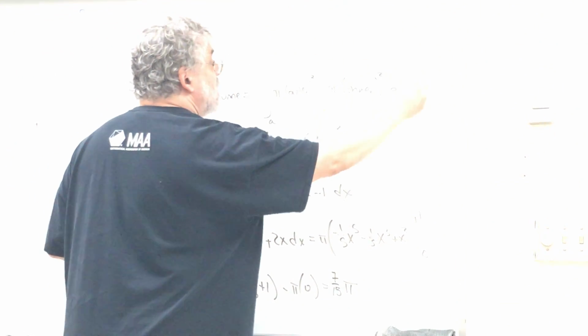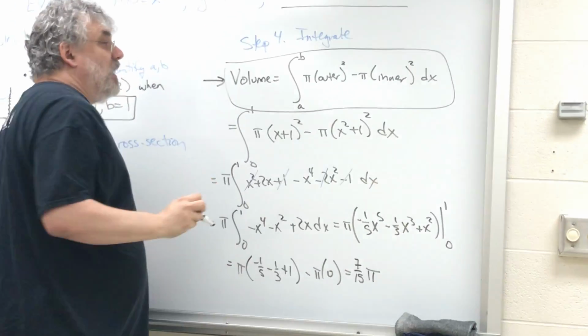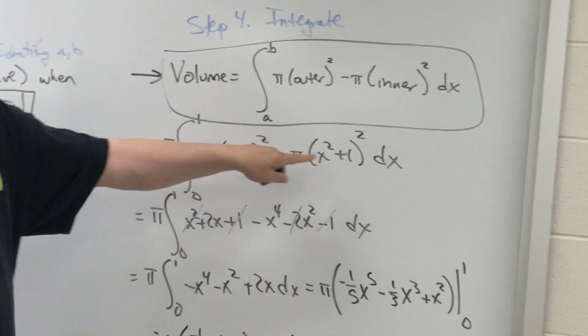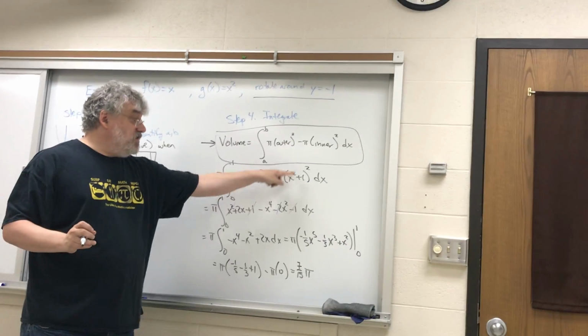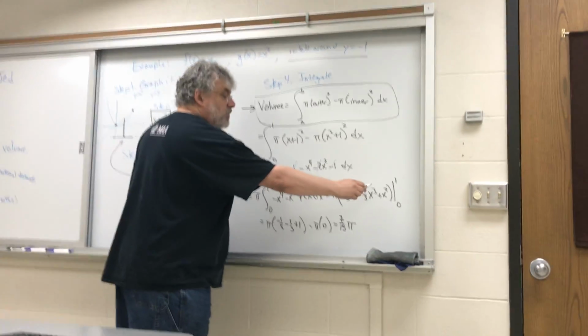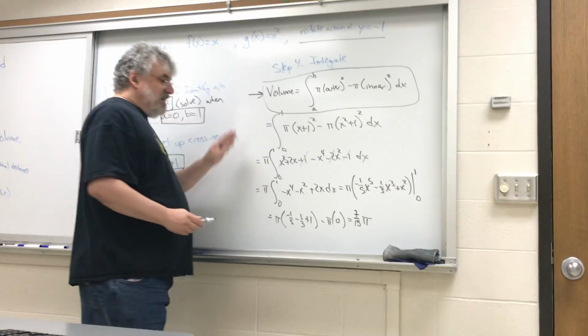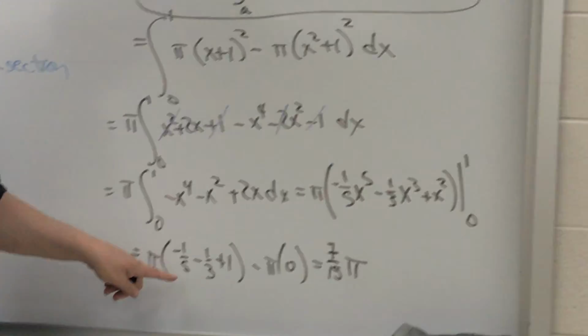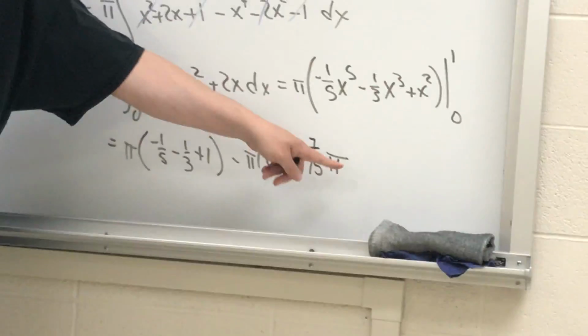The volume is the integral from a to b of pi times the outer radius squared minus pi times the inner radius squared. Plug the x plus 1 in, plug the x squared plus 1 in. Make sure you square them carefully, canceling stuff. I've done the algebra right here. If you look over the algebra, and then we integrate it, we get 7/15 pi.